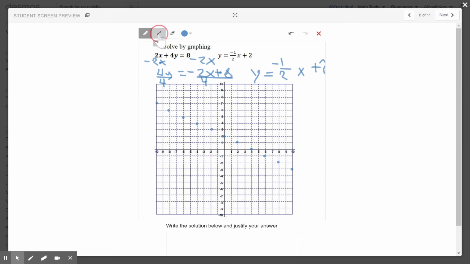And with these, when they are identical, you do not need to choose a different color and overlap. Your sentence and justification will be good enough. The two lines given are the same, so it's infinitely many solutions. And what that means is every single ordered pair on my blue line would be a solution to my second line.